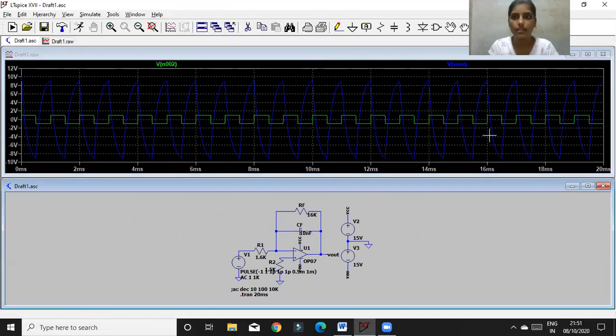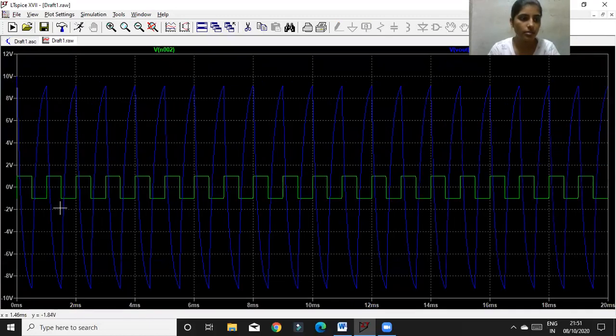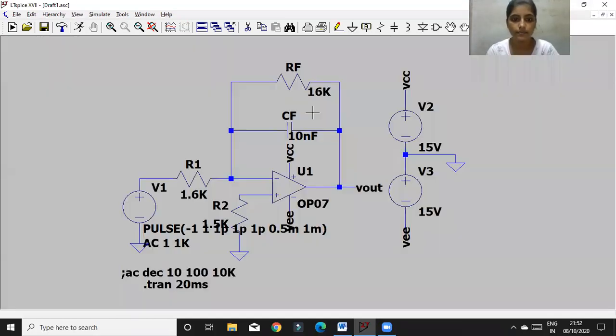So here my input is a square wave, where it is 1 volt, and the output is around 9.2 volts, which is a sine of spike. So this is my last output of the integrator. So this is my integrator circuit, and I already made this circuit over here.